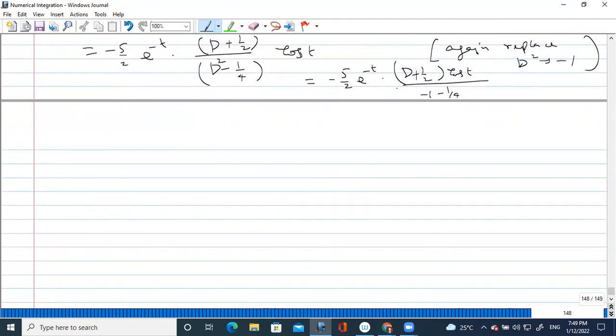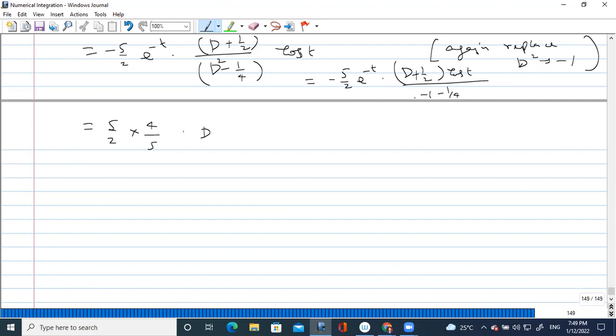So now we can take it, because it is minus 1 by 4. So LCM will be 4. It will be 4 plus 1, 5. 4 will go in numerator and minus will become plus. So it will become 5 by 2 into 4 by 5.